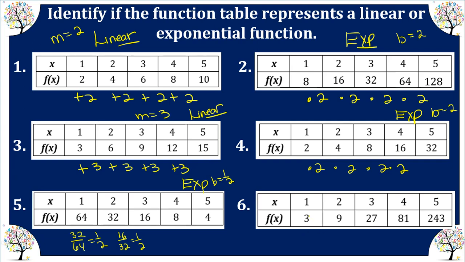Okay, the last one. From 3 to 9, 9 to 27, I am increasing definitely, and I am increasing exponentially. I am multiplying by 3 each time. So this too is exponential, where our b value is 3. So linear functions have a slope, which means we have a constant rate of change of adding or subtracting. Exponential has a constant ratio where we are multiplying either by a whole number or a rational number, a fraction.